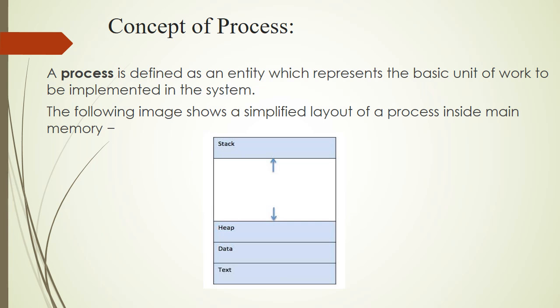The stack contains temporary data such as method or function parameters, return address and local variables. The heap section contains memory dynamically allocated to a process during runtime. Text section: this includes the current activity represented by the value of the program counter and the contents of the processor registers. Data section: this section contains global and static variables.